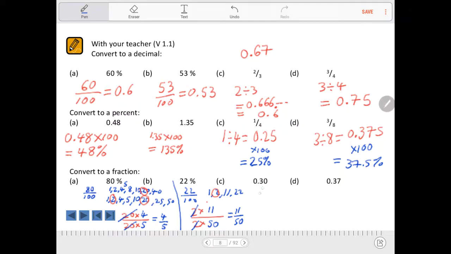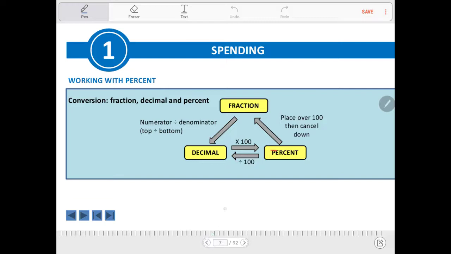Okay, let's do the last one, which is decimals to fractions. So decimal to fraction, let's look back. Decimal to fraction, well the arrow doesn't go back that way, so we're going to have to go this way. We're going to have to do this first, times by 100, then do the process we've just been doing. So this is probably the longest of the lot because we need to multiply by 100 first.